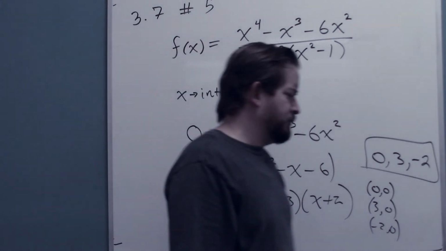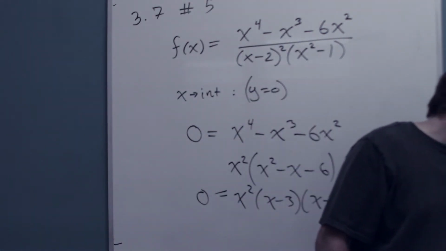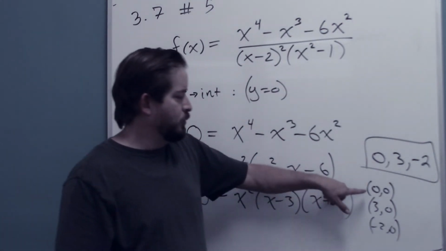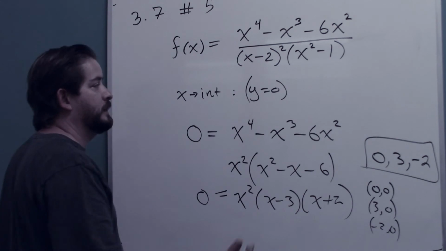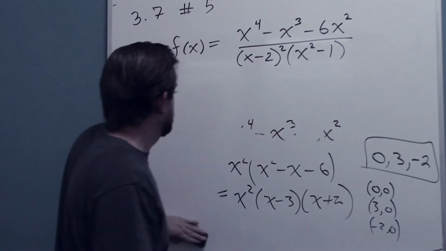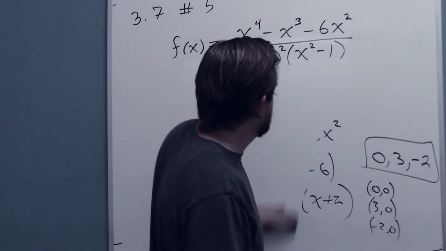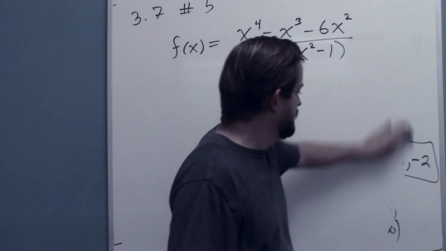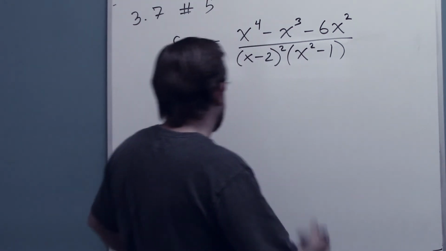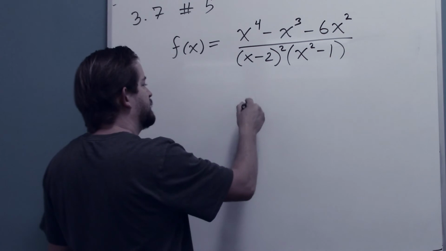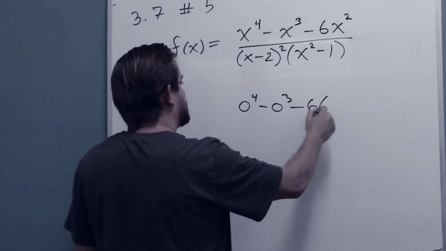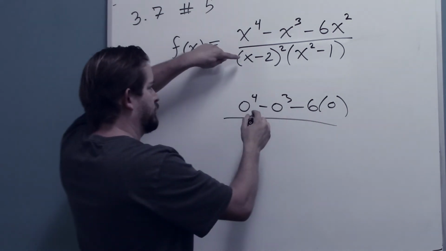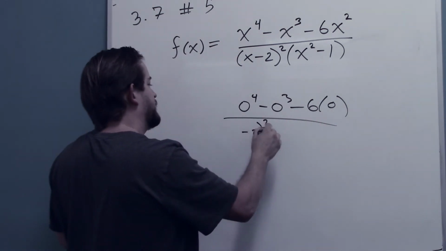And then they ask us for probably the y-intercept, right? We can cheat because it's right there, but if we didn't see that, we would just say that the y-intercept happens when x equals 0. And to calculate that out, I would literally just plug in 0 into everything. So 0 to the 4th minus 0 to the 3rd minus 6 times 0 over 0 minus 2, which is just negative 2 that gets squared.